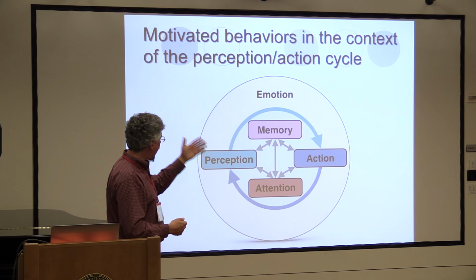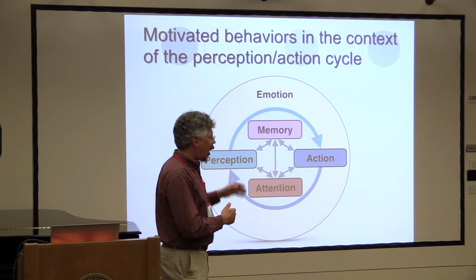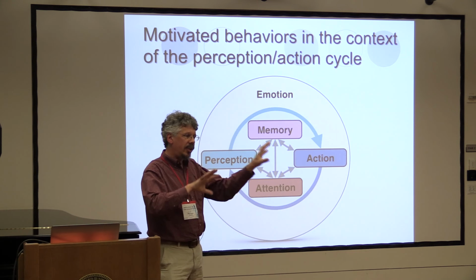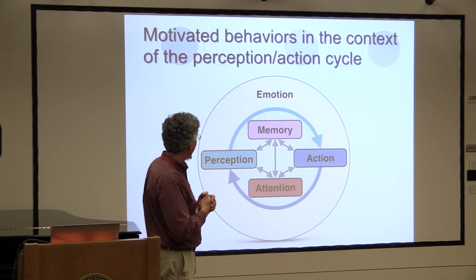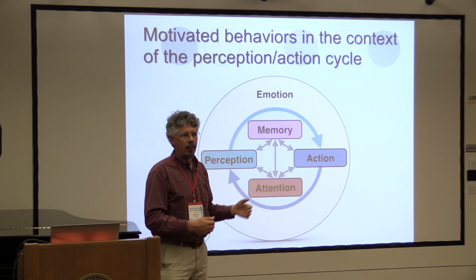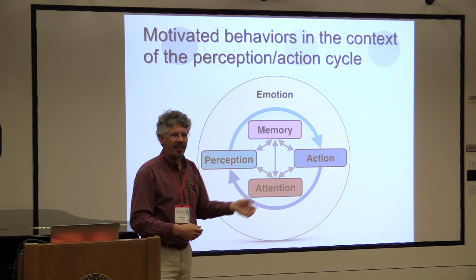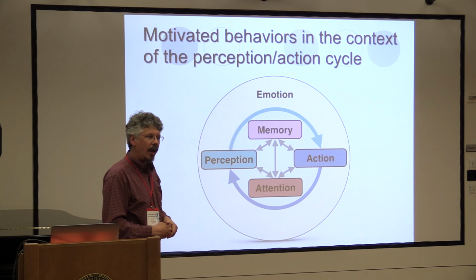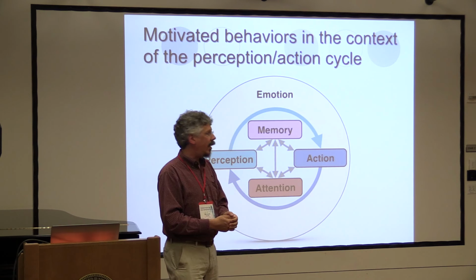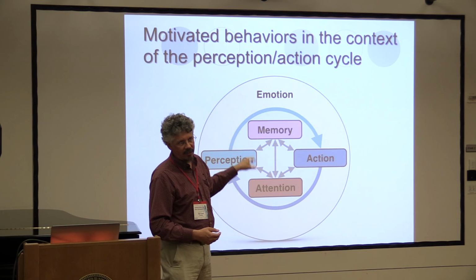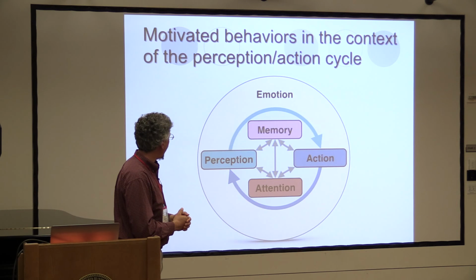And the perception action cycle can be modulated by attention, so what do we choose to pay attention to in any given moment in time, as well as by multiple forms of memory. So imagine that you're just trying to sing some familiar song out loud, right? You can imagine how these components of the perception action cycle would operate.